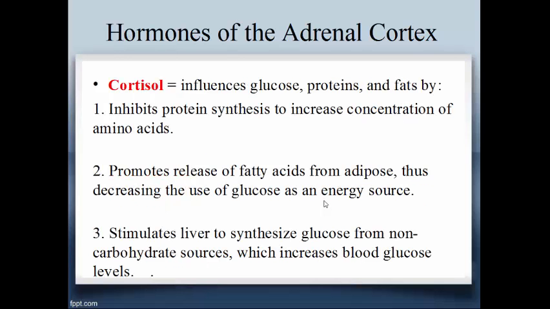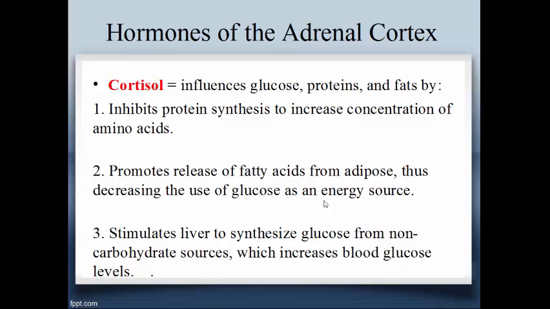All right, cortisol, also called the stress hormone. We'll talk about why that is in a second. Now, this will influence glucose and proteins and fats by a whole variety of reasons. I'll talk about these briefly. First, it will inhibit protein synthesis to increase concentration of amino acids. Remember, amino acids are the building blocks of proteins. So to block proteins being made, you have more access to individual amino acids. The liver can turn those amino acids into energy, into glucose.